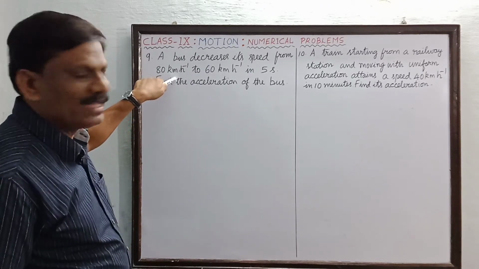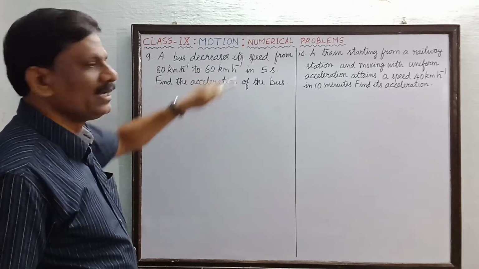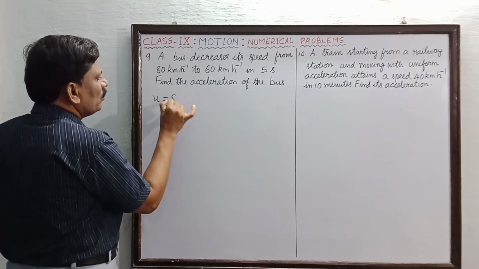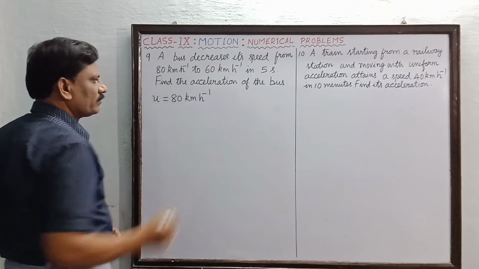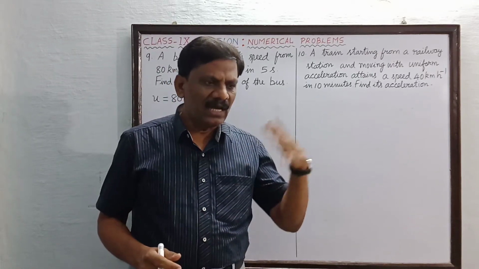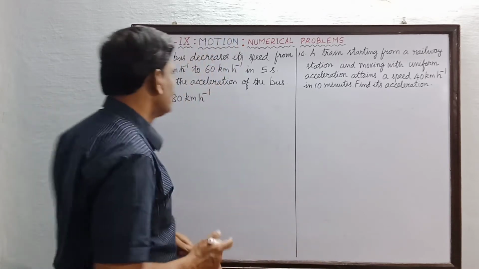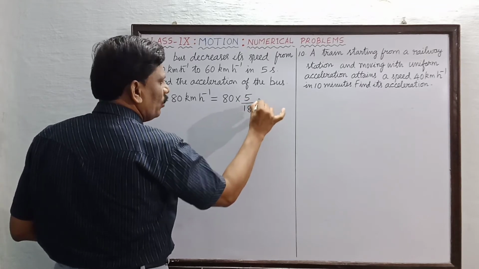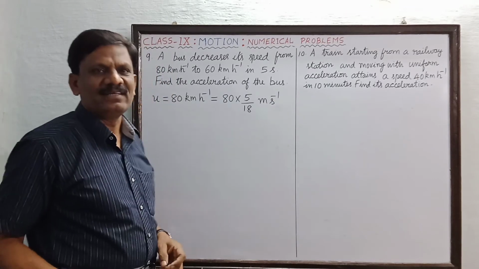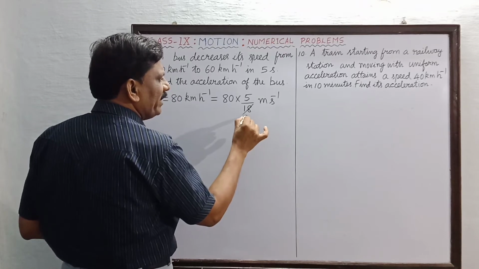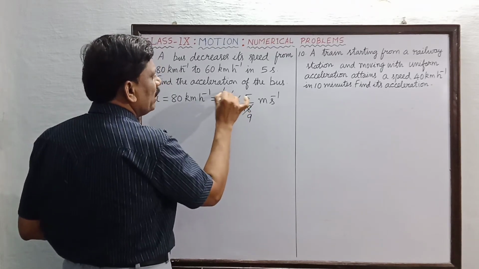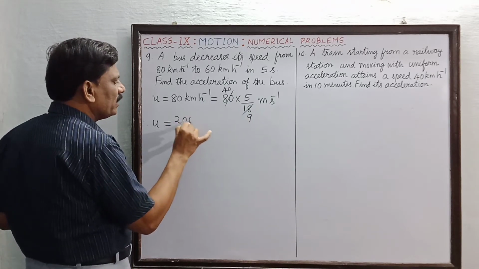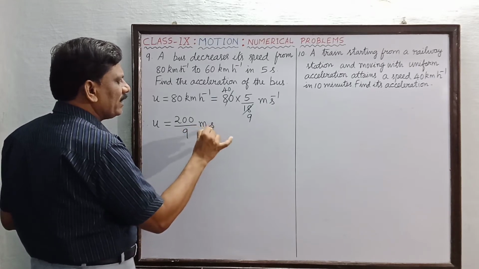The initial speed or initial velocity is 80 km per hour. The final velocity is 60 km per hour and the time taken is 5 seconds. So I will write the initial velocity u is equal to 80 km per hour. But 1 km per hour is also equal to 5 by 18 meter per second. Is it not? So this can be written as 80 multiplied by 5 by 18, and now the unit gets converted into meters per second. Now 18 is divisible by 2, 9 times, and 40 into 2 is 80. So we can write u is now equal to 40 into 5 is 200 divided by 9. So now it is in meter per second.